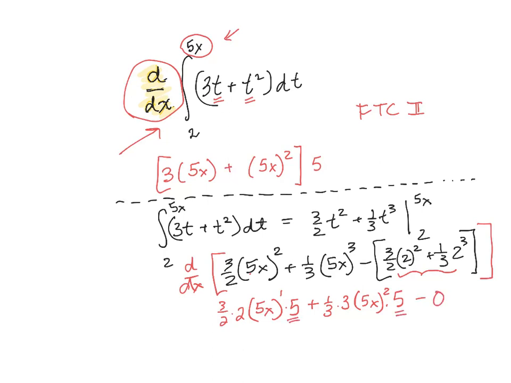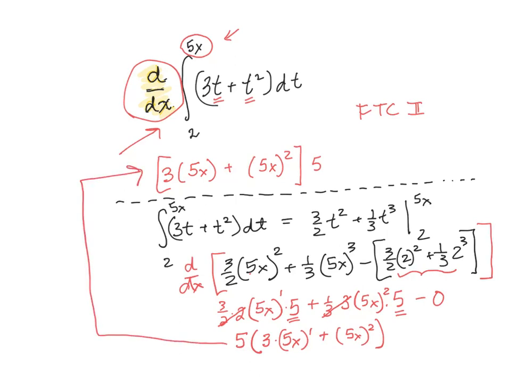We have a 5 in both pieces. Let's factor that out. We can cancel a few things out. We have the 5 that we factored out. We're left with 3 times the quantity 5x to the first plus 5x squared. And lo and behold, that's exactly what we got before.